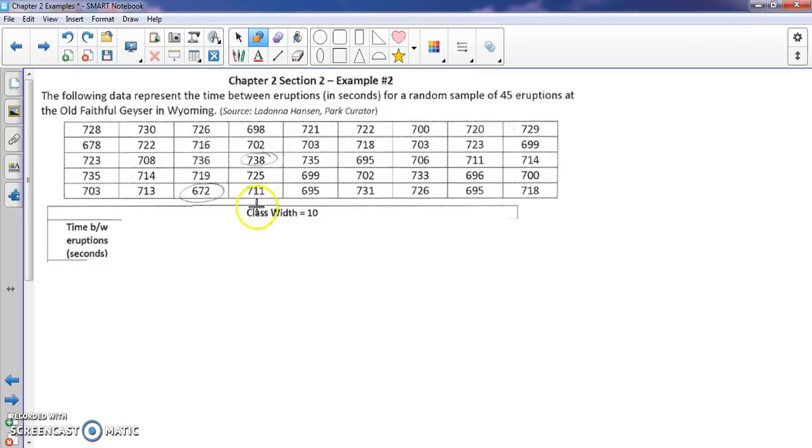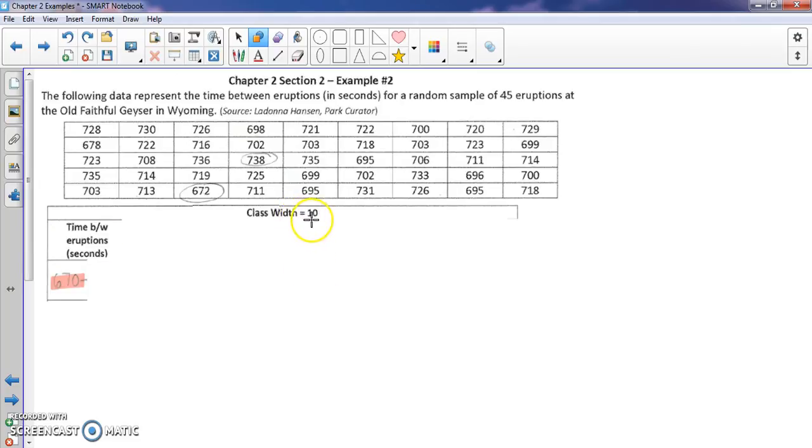In this particular problem, they told you the class width is 10. So how do we determine what to pick for the first class? We want to look at the smallest value. In this case, the smallest value is 672. Since that's our smallest value, we can go slightly below it, or we can use that value. I'm going to go slightly below it, so I'm going to start out at 670.